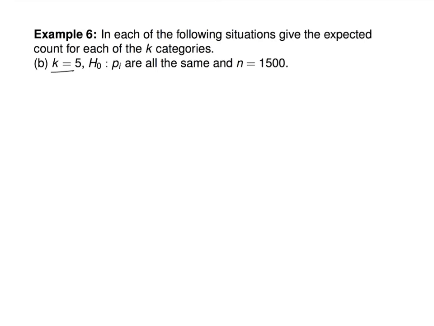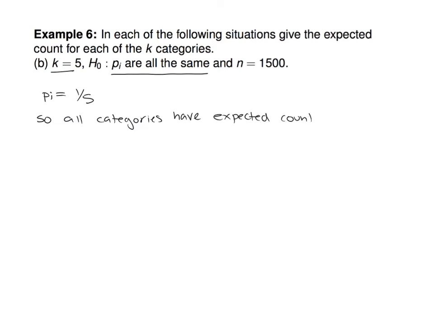Okay, if we have 5 categories, and the probabilities are all the same, then P sub I will equal 1/5. And so all categories have the same expected count of 1/5 times 1500, or 300.